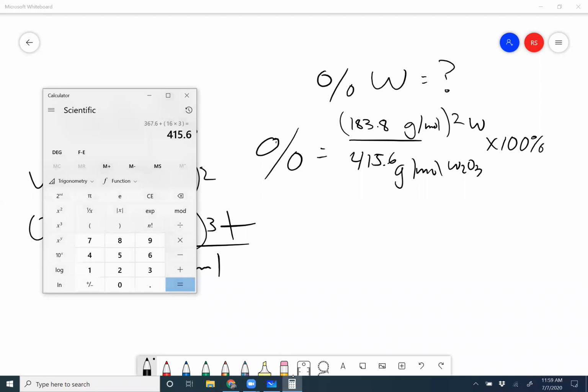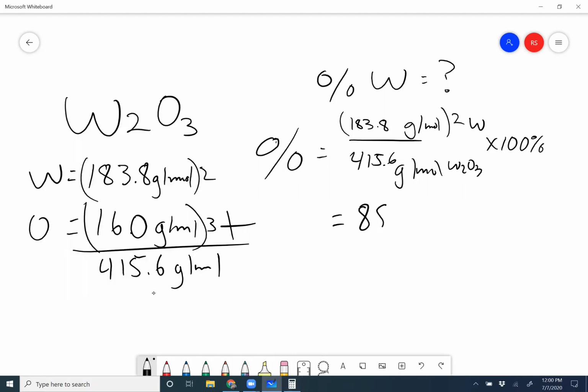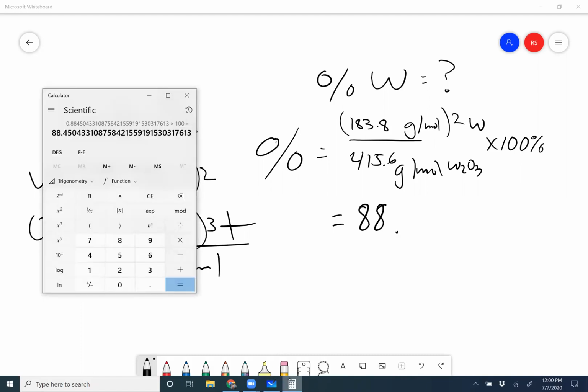So now we can find our percentage. 183.8 times 2, and then we're going to divide that by our molar mass, 415.6, and times that by 100. And we get 88.5%.